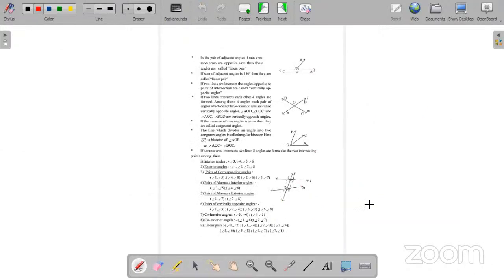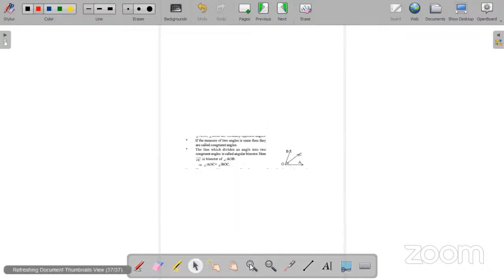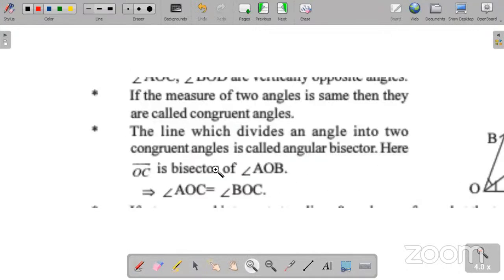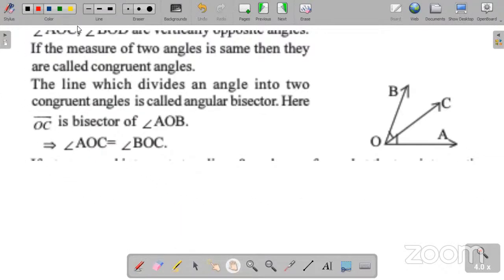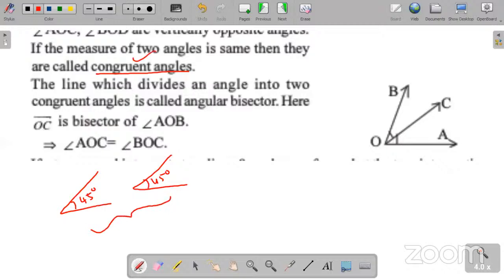So now we have completed vertically opposite angles. Next concept we are going to discuss. One more very important point. If the measures of two angles are the same, then they are called congruent angles. Congruent angles means their measures are the same. For example, here is one angle and another angle. This is 45 degrees, and this is also 45 degrees. So these two angles are said to be congruent angles.